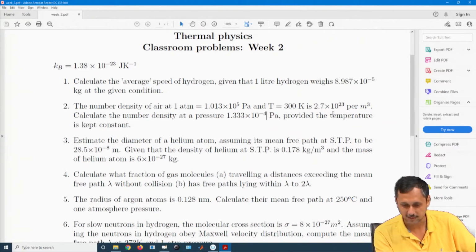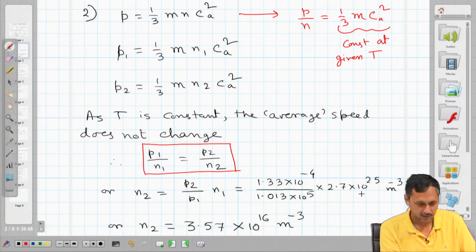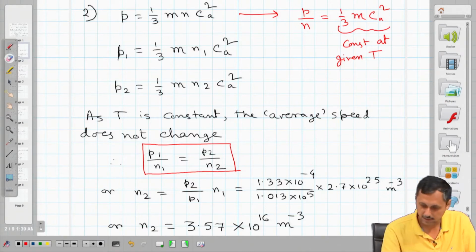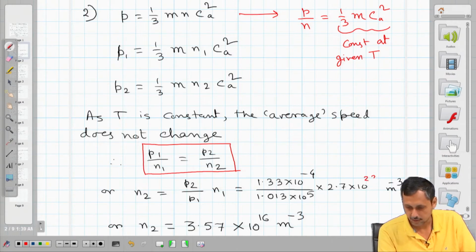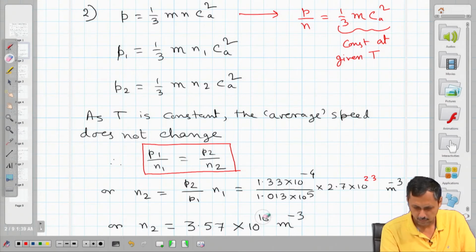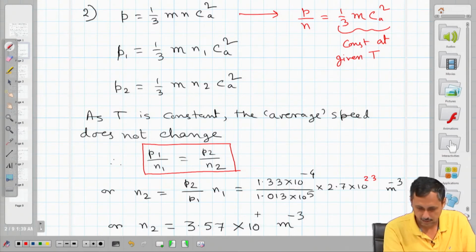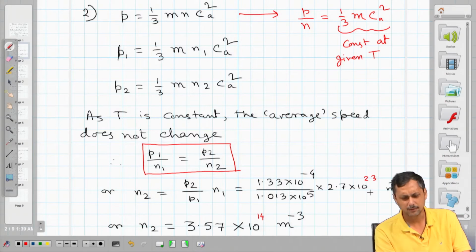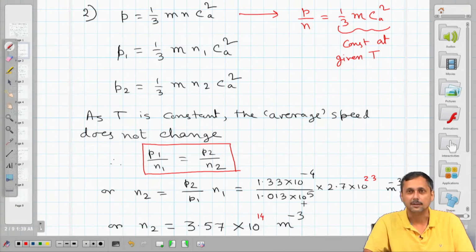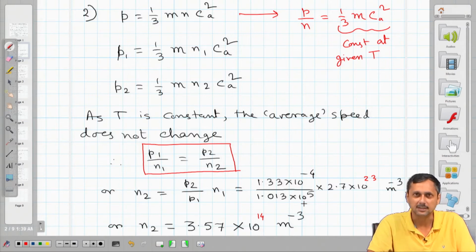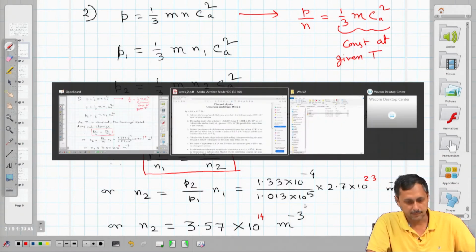Sorry, there is a mistake here. It should be 23. Sorry, a small mistake. It should be 23 here, right. So, instead of 16, we have 14. And this is very obvious, because a 9 orders of magnitude change in pressure results in a 9 orders of magnitude change in the density also, right. Fantastic. Okay.